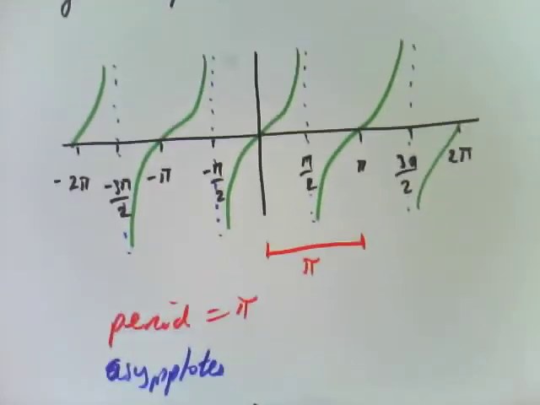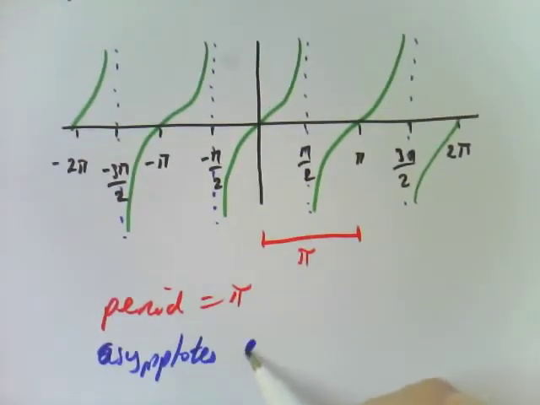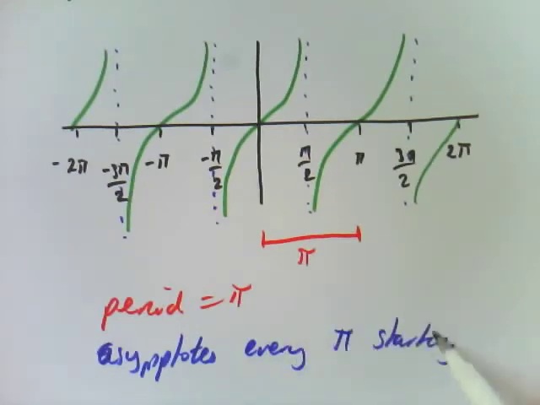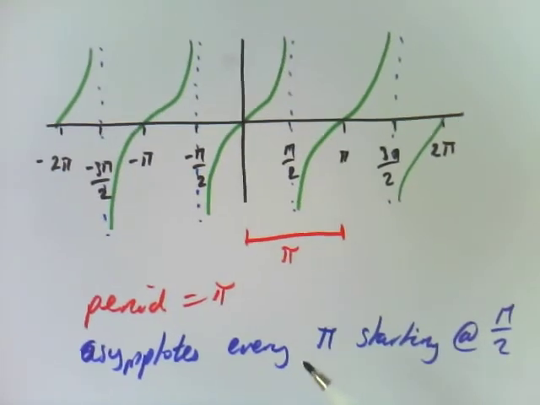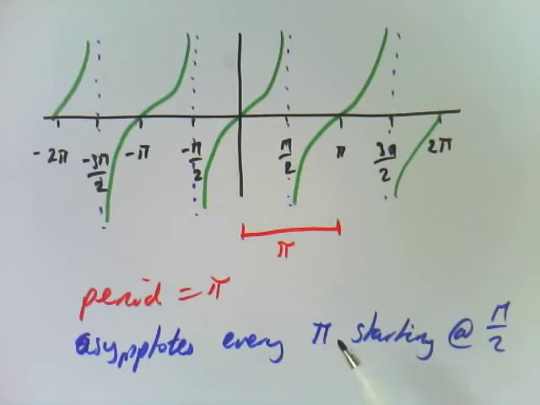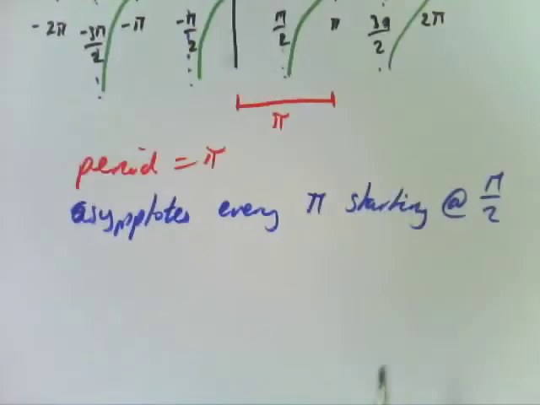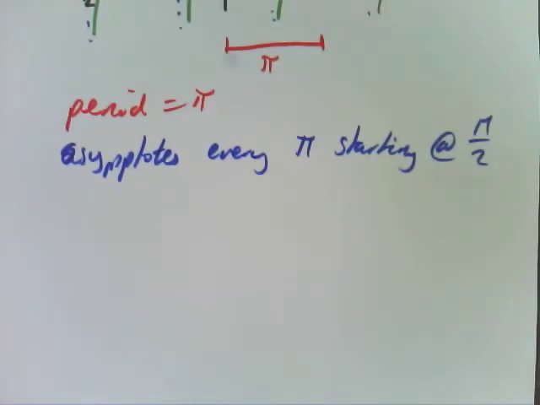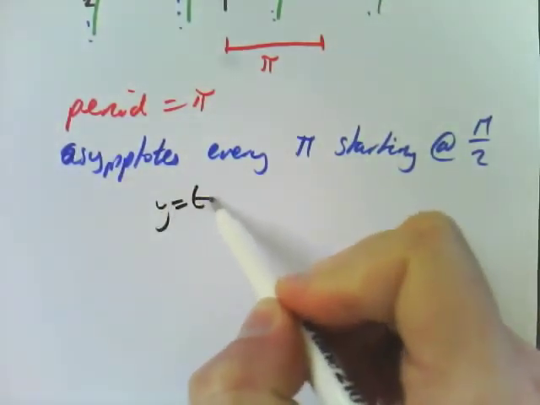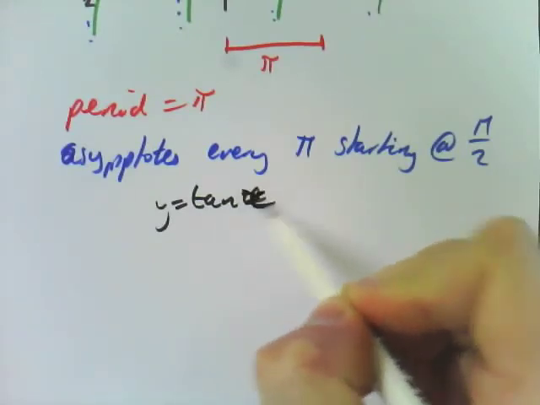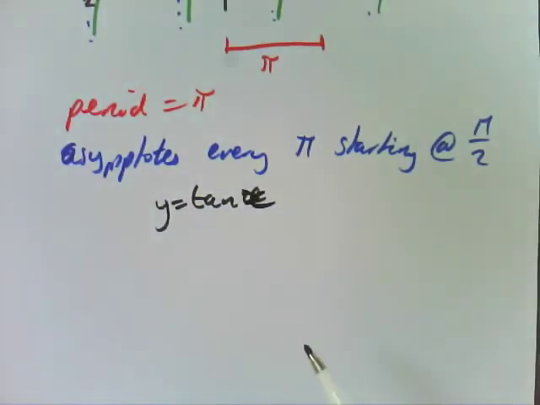Asymptotes. Okay, so period is pi, asymptotes every pi starting at pi on 2. Okay? Happy with that? Right, so what happens when we try and transform that? So that's your standard y equals tan x. We use x here. So that's your standard y equals tan x graph up there.